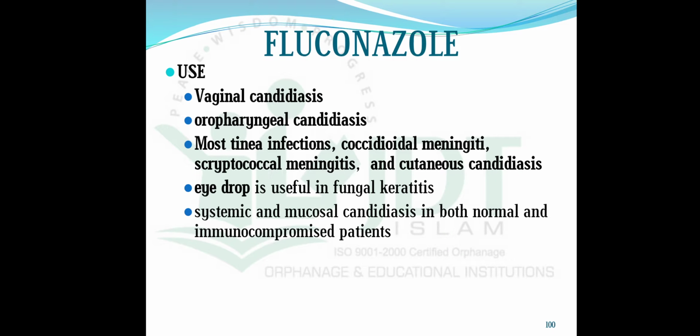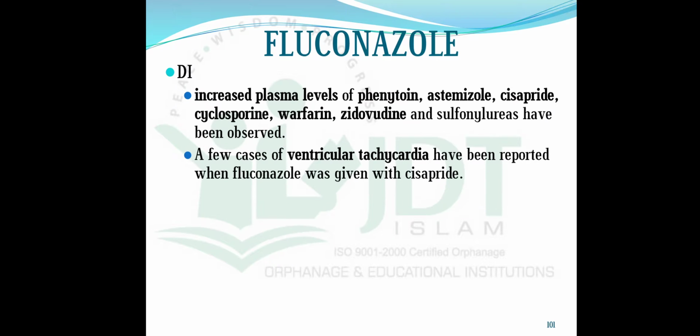Now what are the uses of fluconazole? It is used in vaginal candidiasis, oropharyngeal candidiasis, most tinea infections, coccidioidal meningitis, cryptococcal meningitis, cutaneous candidiasis, and as an eye drop in fungal keratitis, and in systemic and mucosal candidiasis in both normal as well as immunocompromised patients. So these are the important uses of fluconazole.